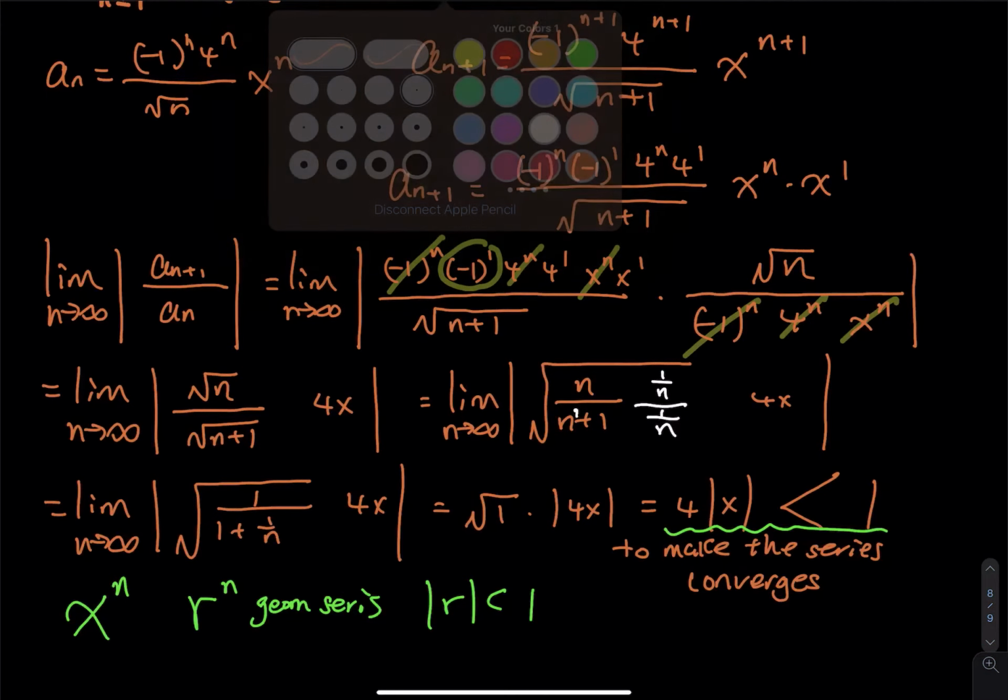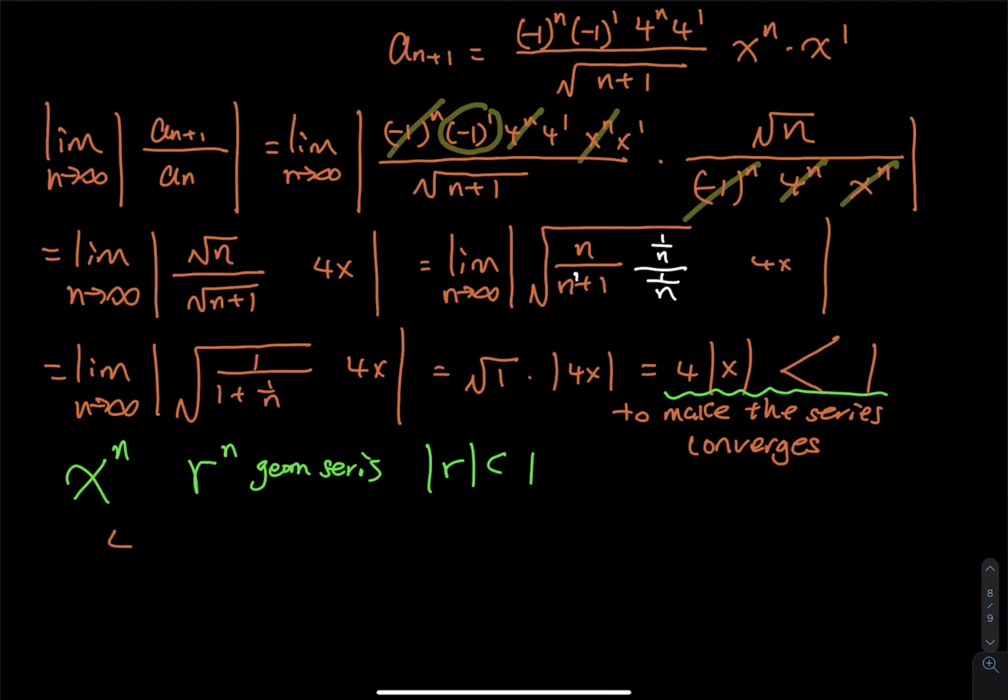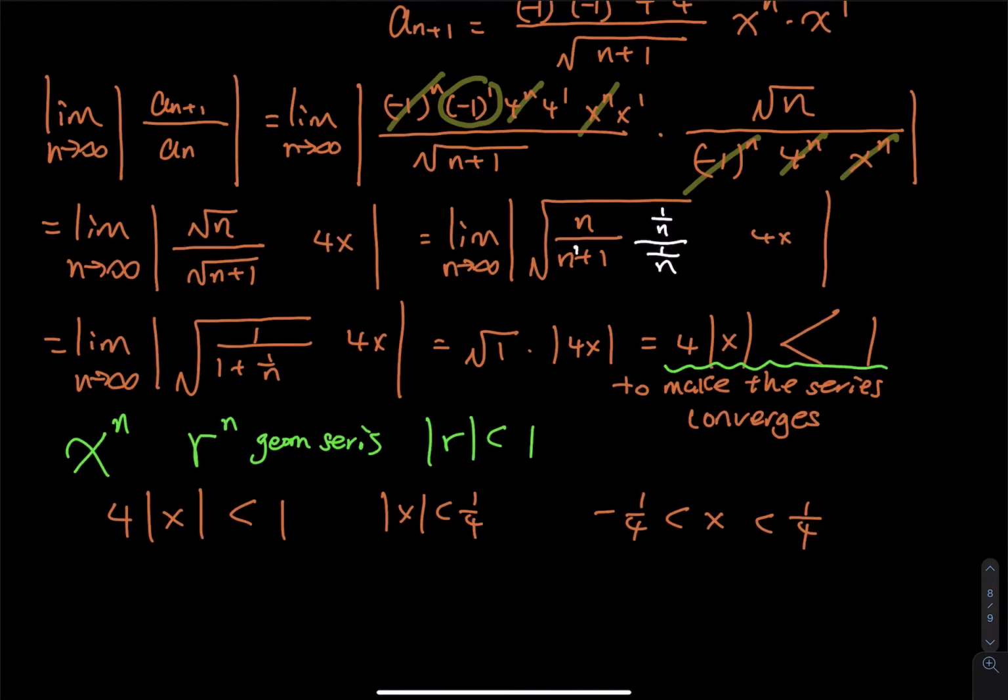All right. And then we solve the inequality for absolute value of x less than 1 over 4, divide each side by 4, and then that is negative 1 over 4 less than x, and then less than positive 1 over 4. So first, and then we have to test each endpoint, right?